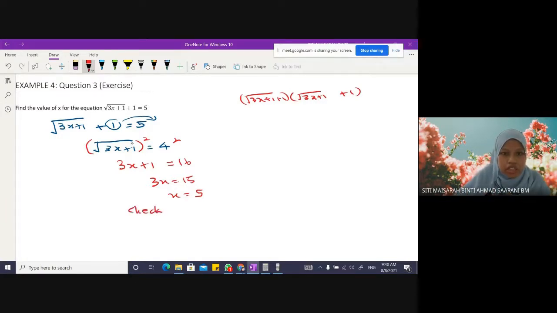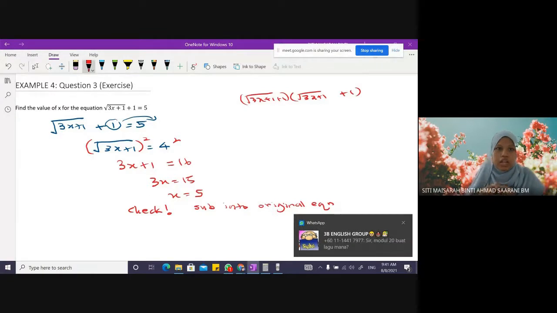You need to check answer. Okay, how to check answer? You need to substitute into original equation. Sub value x into original equation.